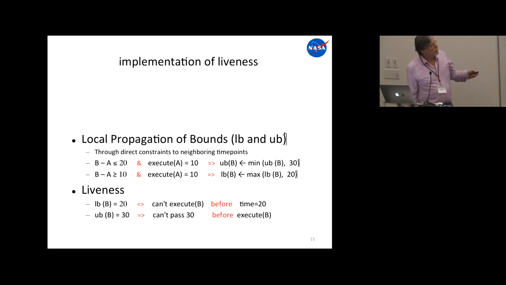Similarly, the lower bound is somewhat symmetrical. If you have this kind of constraint, and you execute A at time 10, this reflects the lower bound, then you update the lower bound as the max of what it is now and 20. Okay? Should be fairly clear. So if A gets 10, then the lower bound of B has to be the max of those values. Okay, let that sink in for a minute, but it should be fairly straightforward.